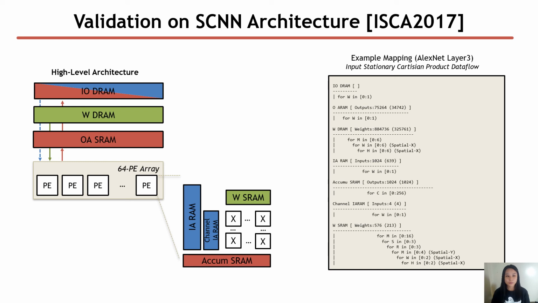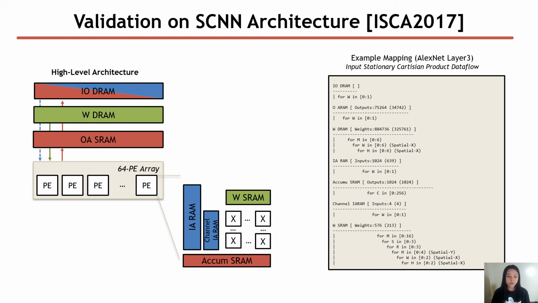We also performed another validation on the SCNN architecture, which was published in ISCA 2017. And here we're showing a high-level architecture of the design again. SCNN has more storage levels because they don't store weights and input-output at the same storage. So we have the input-output DRAM, which stores input activation and output activation. We have the weight DRAM, which stores the weights, and the output activation RAM is on chip.